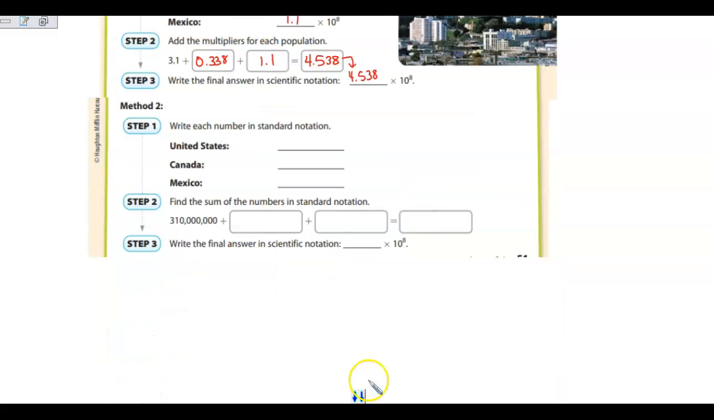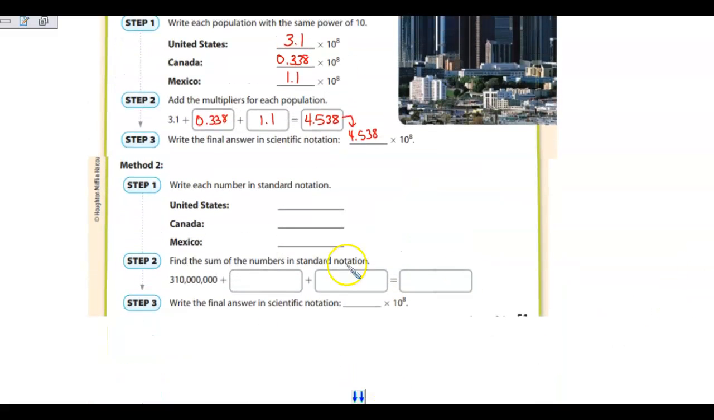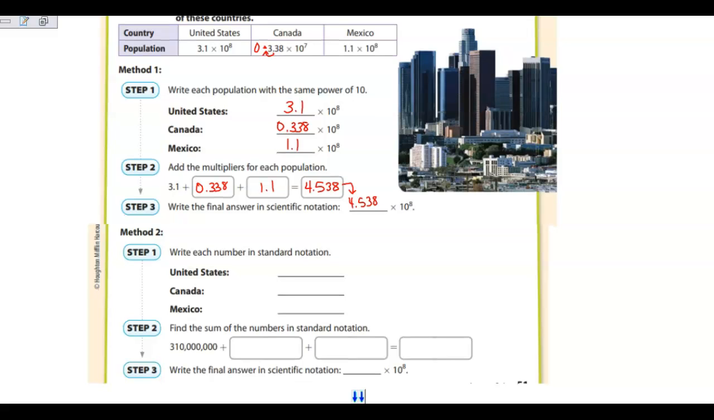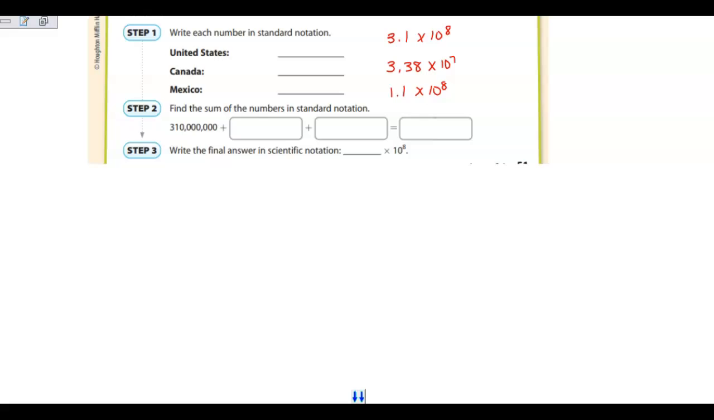The other way is to convert them all to standard form and then add them. Okay, so remember, we had 3.1 times 10 to the 8th power. We had, I'm going to go ahead and go back with the original on this one, 3.38 times 10 to the 7th power. And then we had 1.1 times 10 to the 8th power. Okay, and that'll give us more room to work.